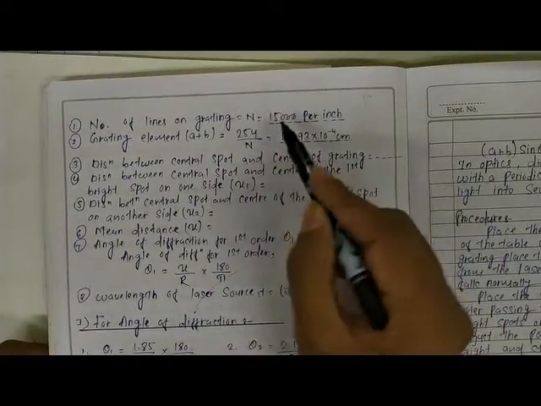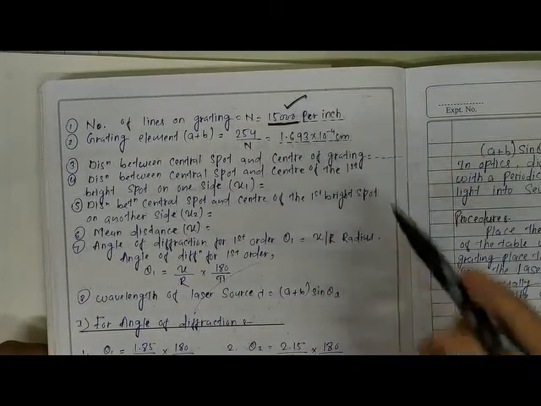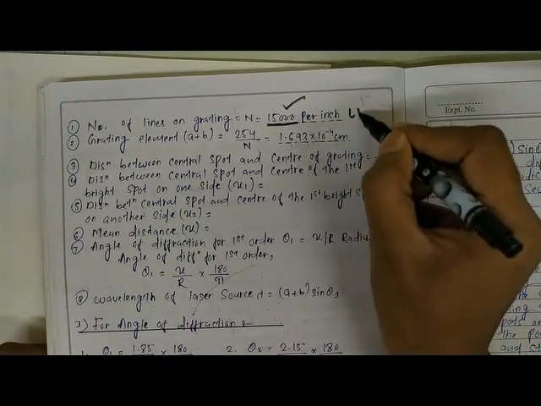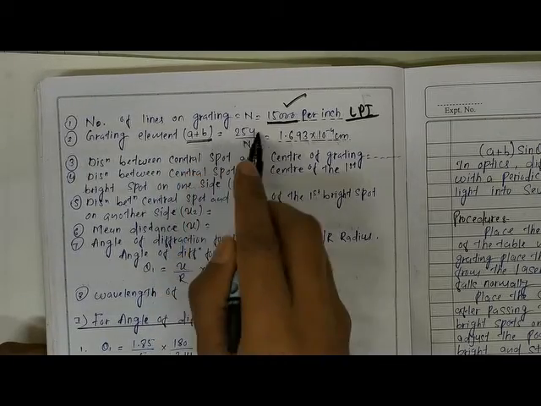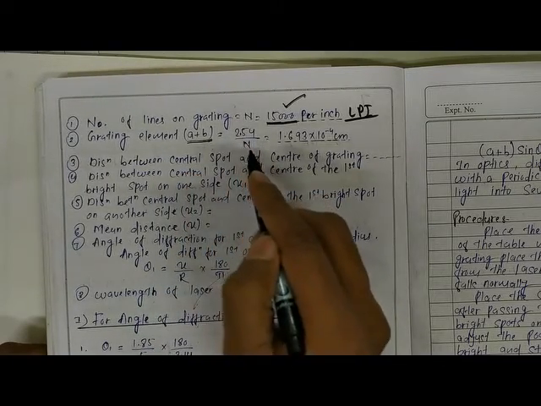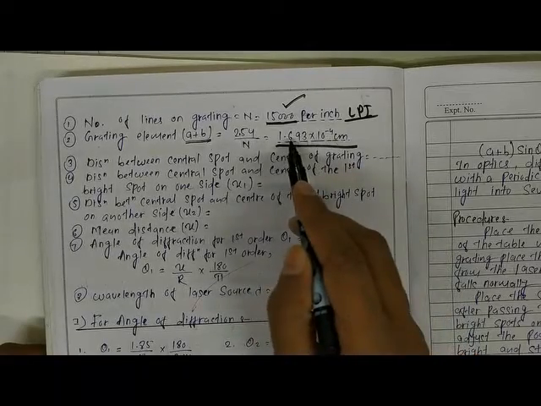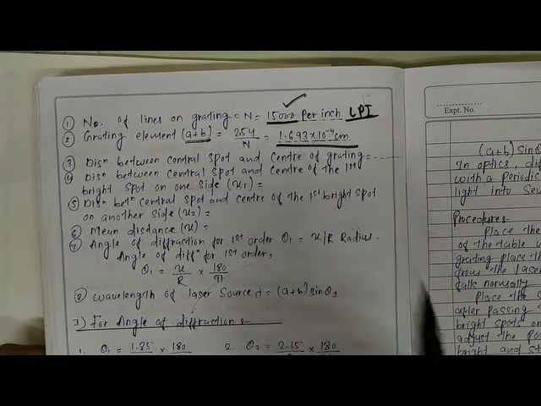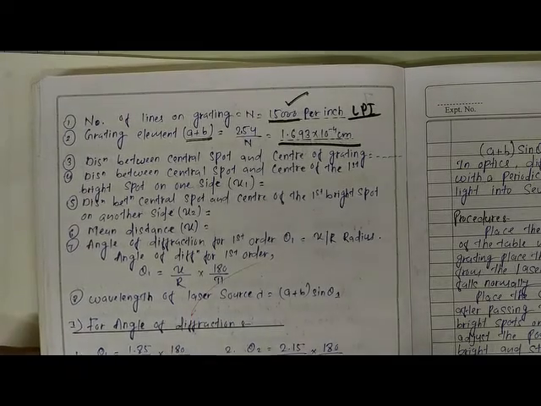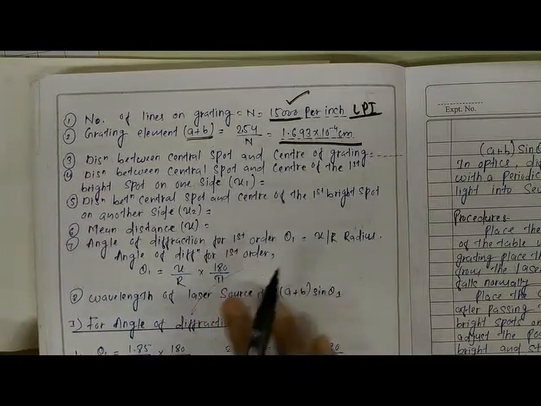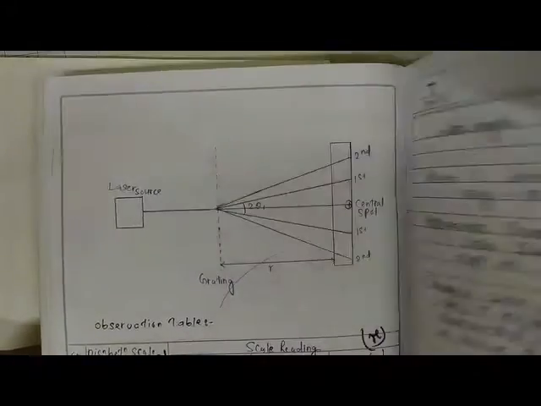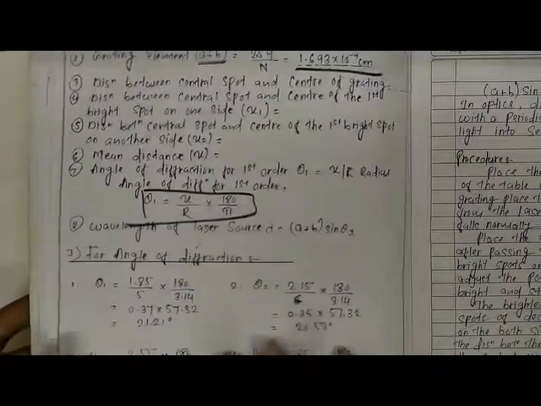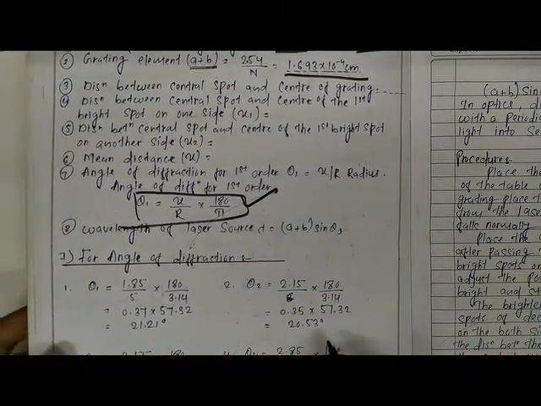The grating we have used here has 15,000 lines per inch, so it is an LPI grating, and by that formula we can get the grating element: 2.54 divided by 15,000. So we got this value, 1.693 into 10 raised to minus 4 centimeter. That is our grating element. If we had taken only one reading, we could write x1, x2 here, but we have taken several readings, so all the readings are drawn in the observation table. Now using this formula, let us find all the theta.